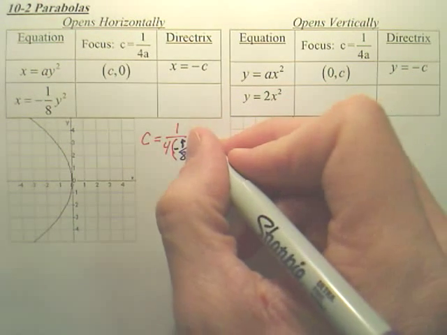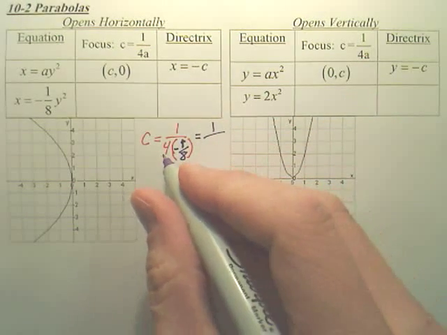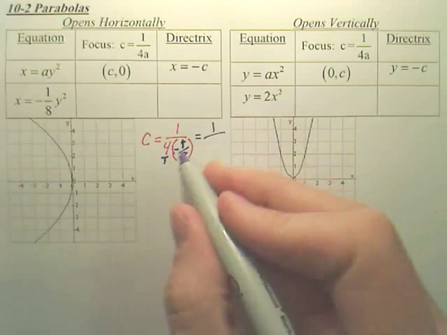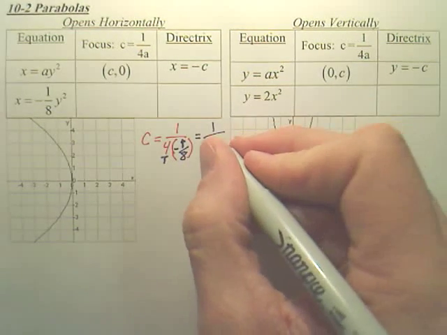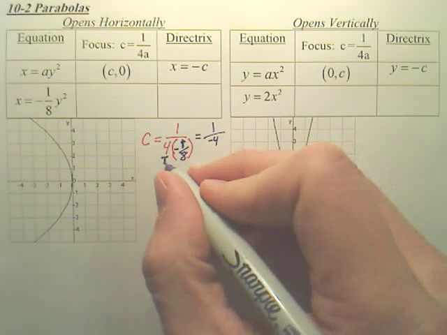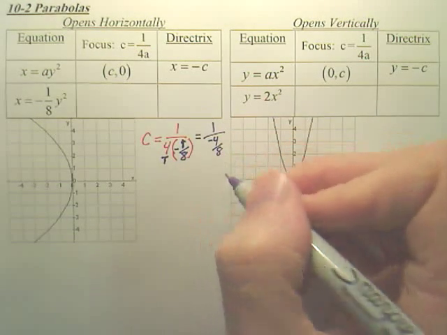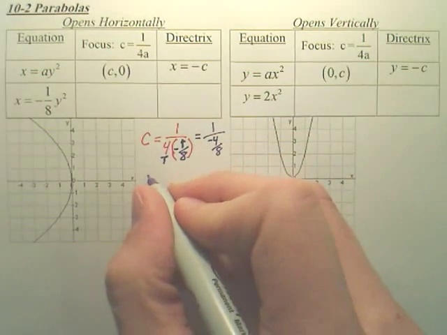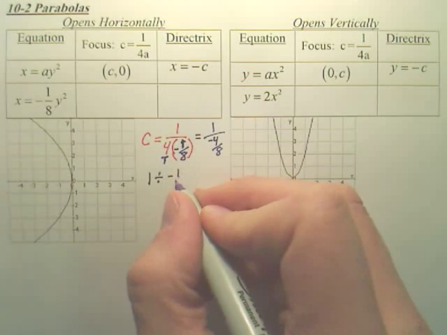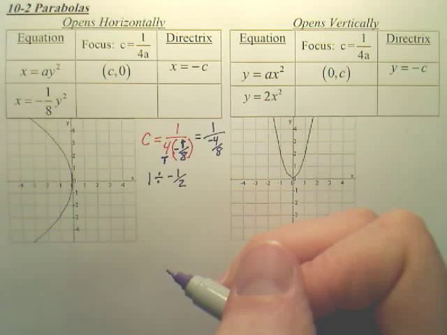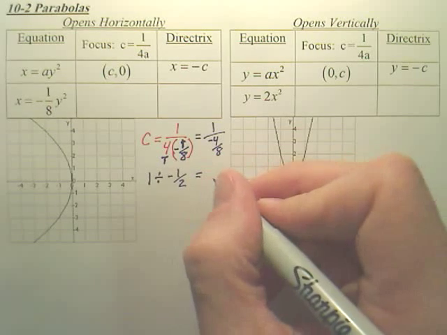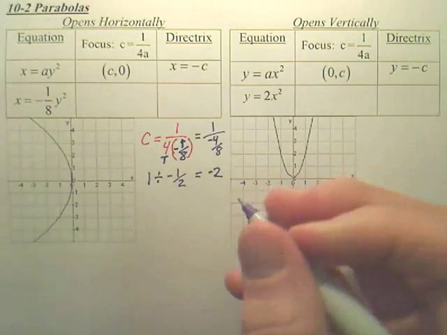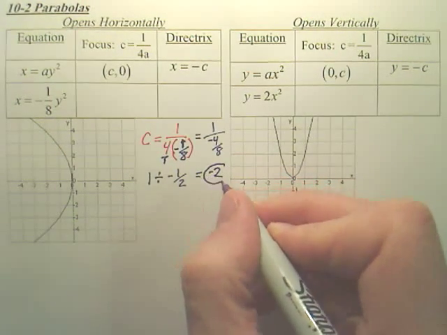Okay, let's do the math. This would be 1 over, can I put an over 1 real quick right there? For some of you that might make more sense. What's 4 times negative 1? Is that negative 4? And what's 1 times 8? Isn't that 8? So what's 1 divided by negative 4/8? Isn't that 1 divided by negative 1/2? Wouldn't that be negative 2? So our answer is negative 2.